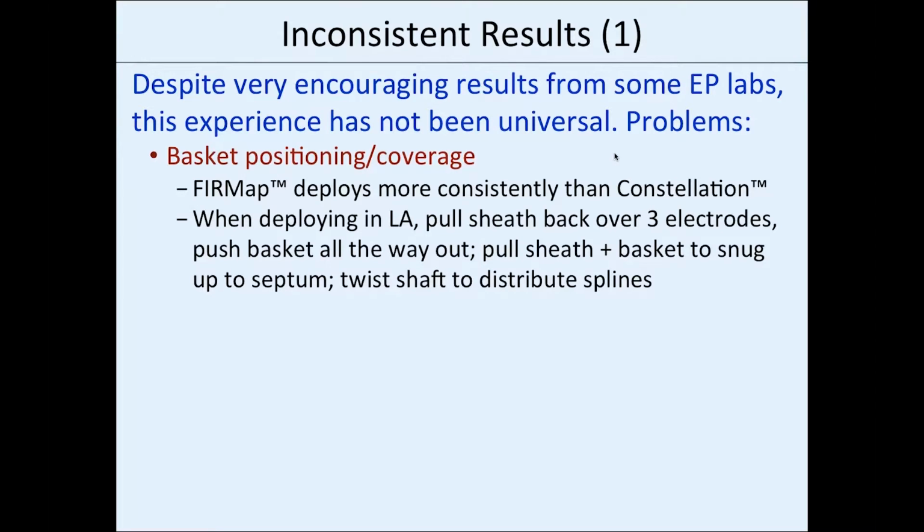Then I pull the sheath back and snug it up, and pull the basket catheter up, snugging it up to the septum. Sometimes we have to give it a little twist, clockwise or counterclockwise, to get the splines to separate out nicely. Usually this suffices.